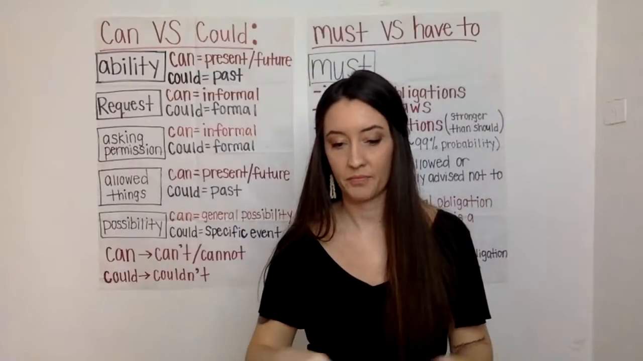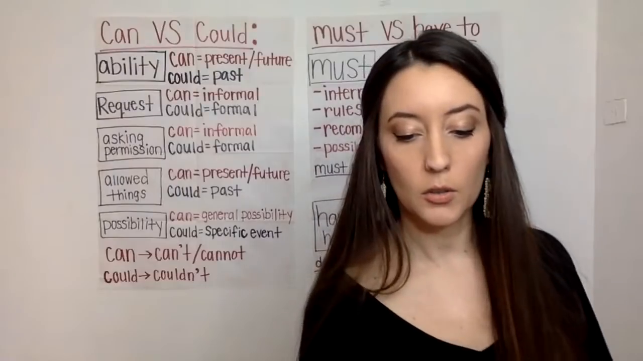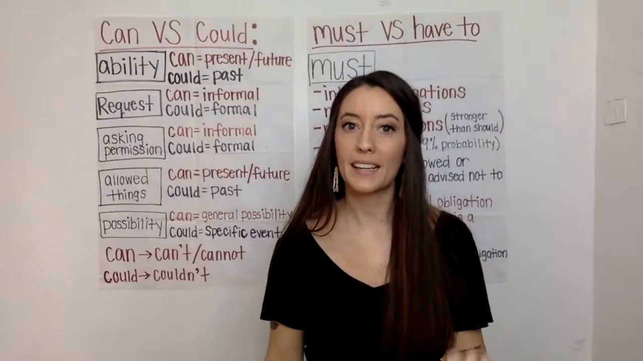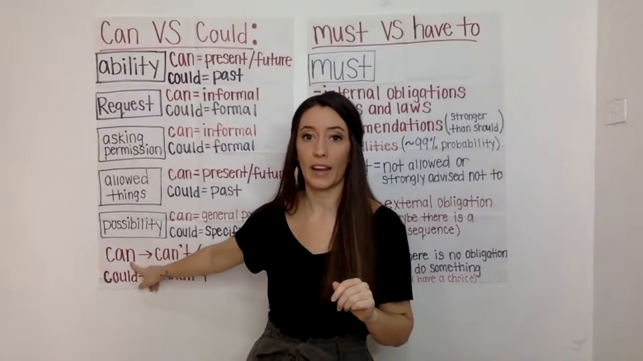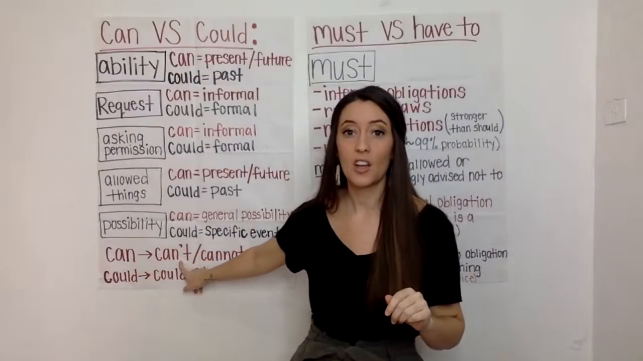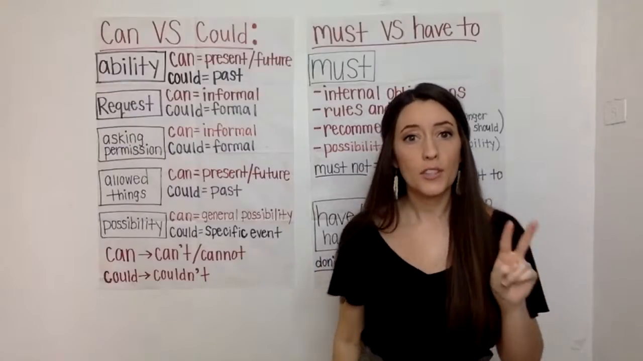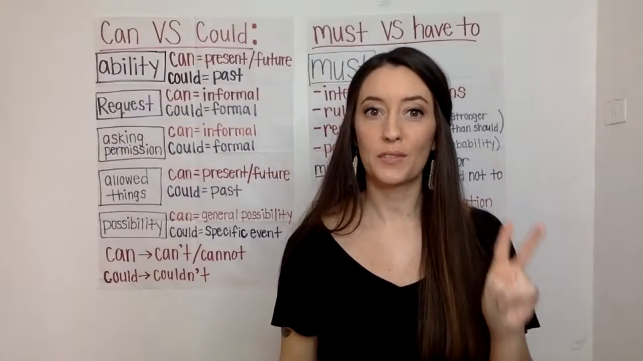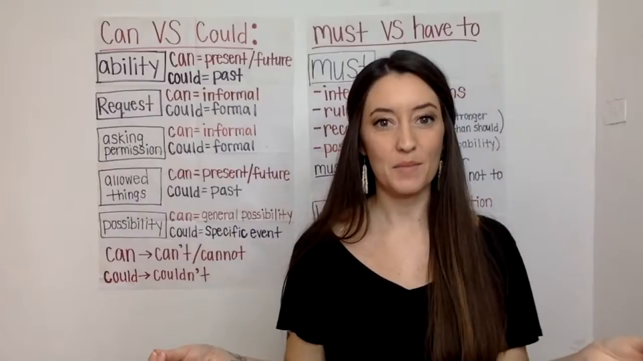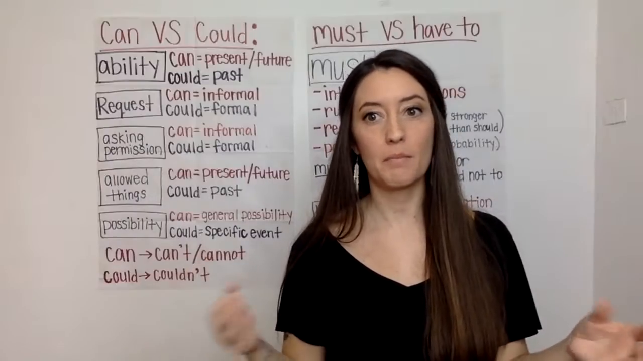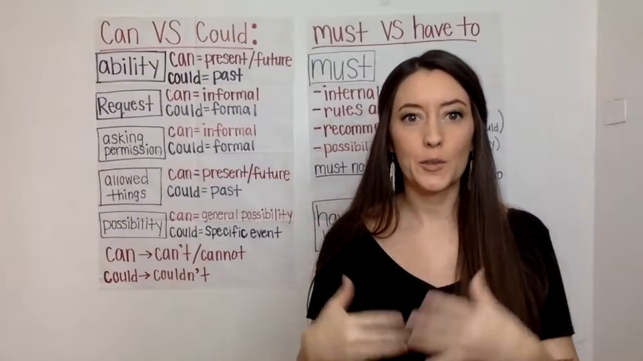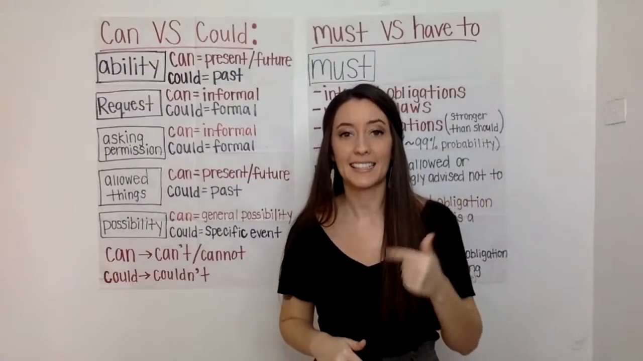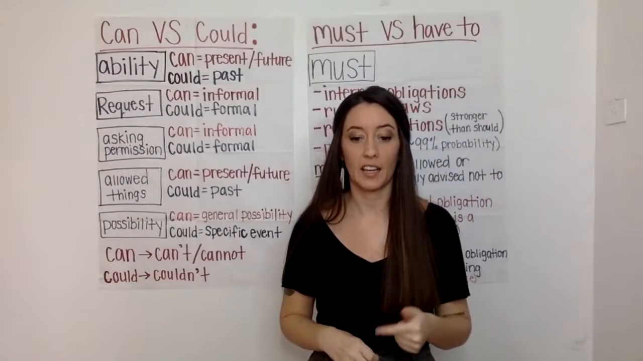Very good. Okay, now I'd just like to talk a moment about how we make these negative. So can in the negative way just becomes can't or cannot. Both of these are correct. You can use both of these spellings. They both mean the same thing, and you will see both of them maybe in books that you read or articles that you read. So can't and cannot are the negatives of can.